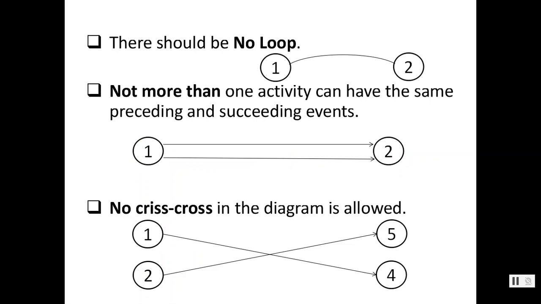There should not be any loop like this. It will be straight. Not more than one activity can have the same preceding and succeeding event. No, it is wrong, as depicted in the picture, events 1 and 2: two activities originate from one and merge again at event 2. No, it is wrong. No crisscrossing. Activities 1-4 and 2-5 will not cross each other in the diagram.